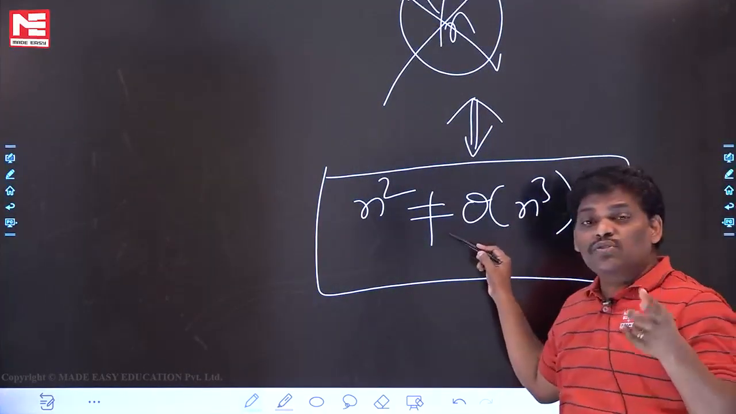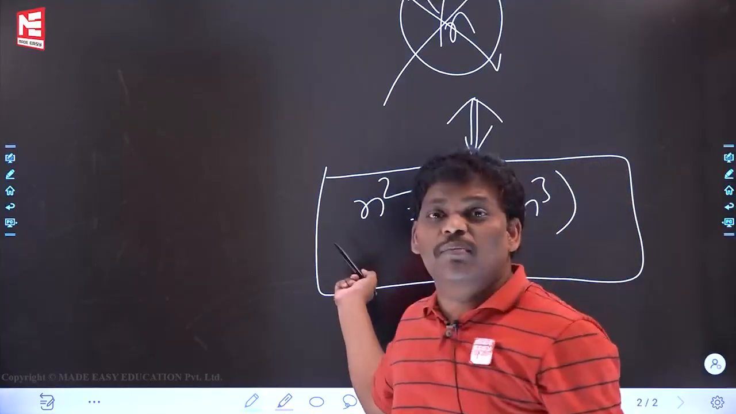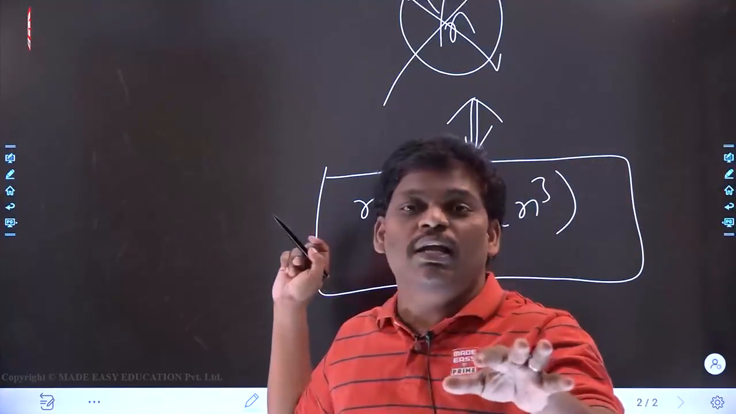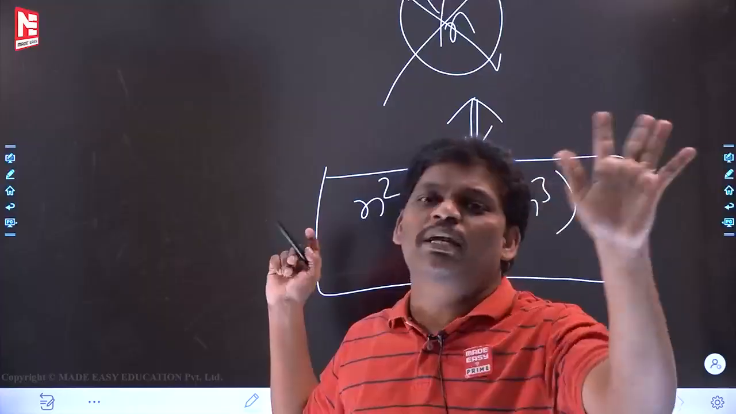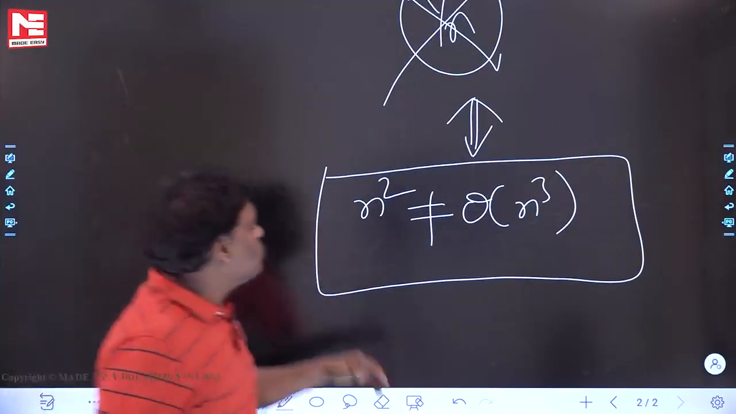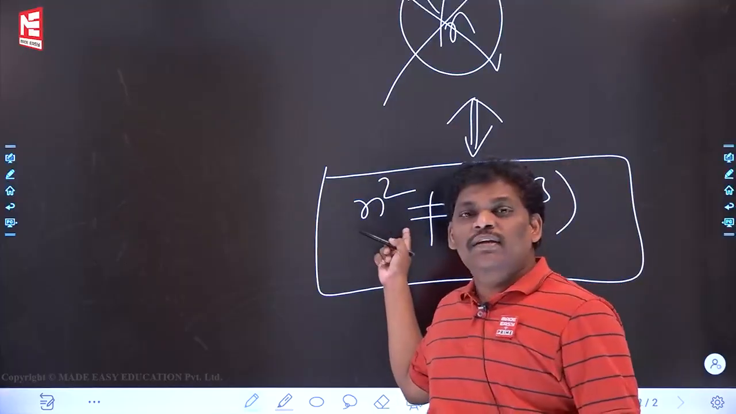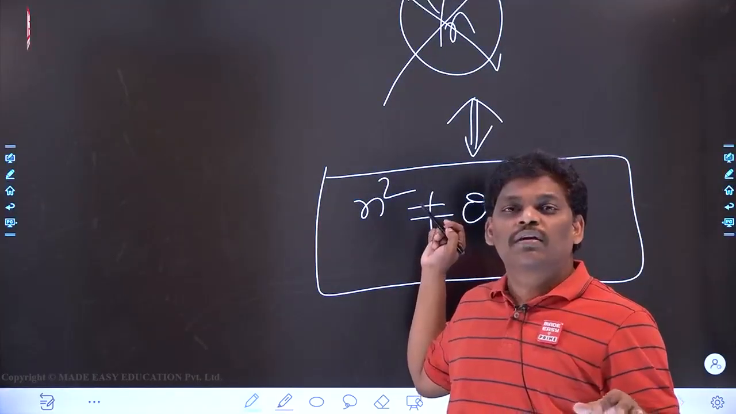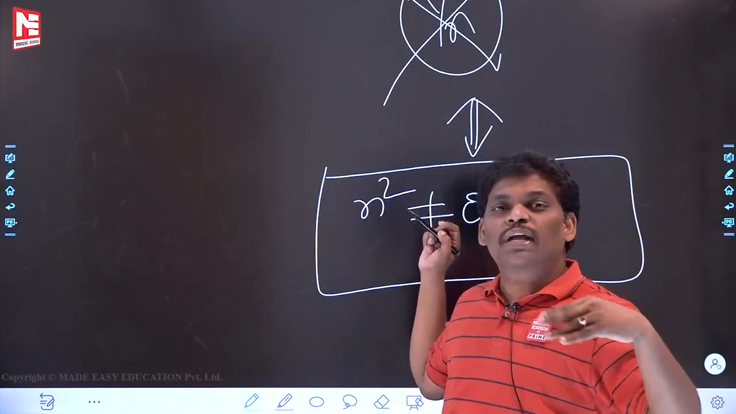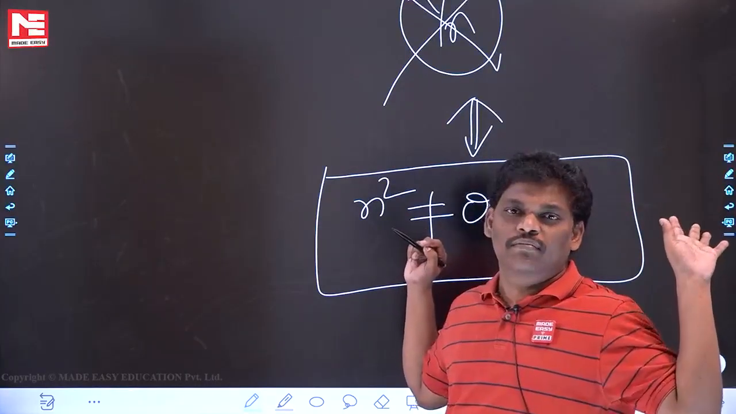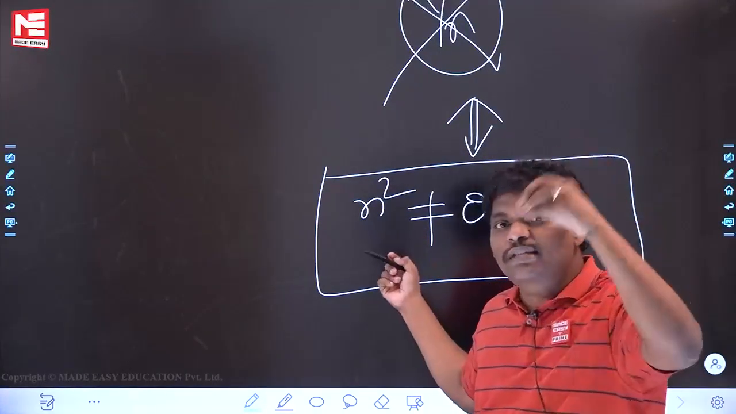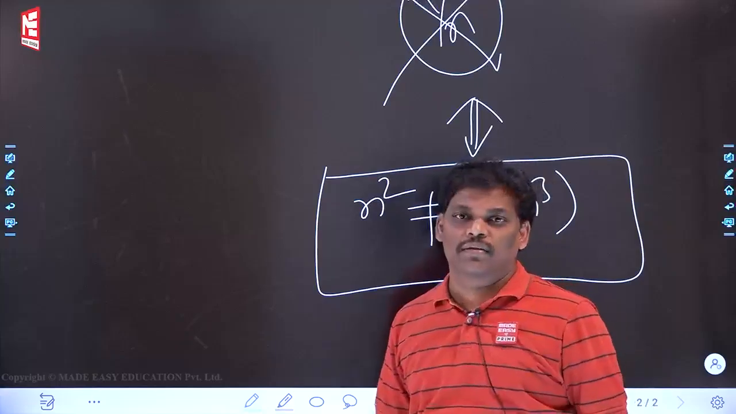What is the meaning? n square is theta of n cube fails. They are not asymptotically equal. Asymptotically fail means mathematically fail. Theta fails. What is the meaning? Asymptotically fail, and asymptotically fail means mathematically also fail. Please be careful. Asymptotically itself fails, where is the chance of mathematically?